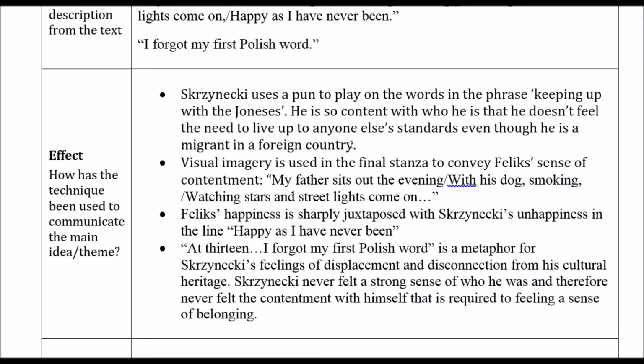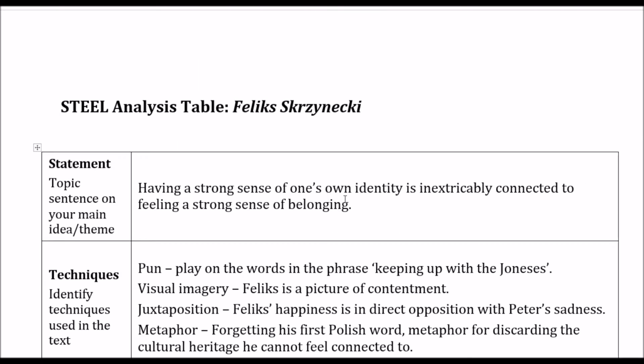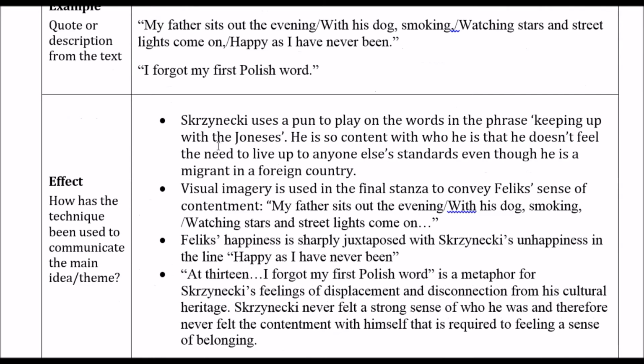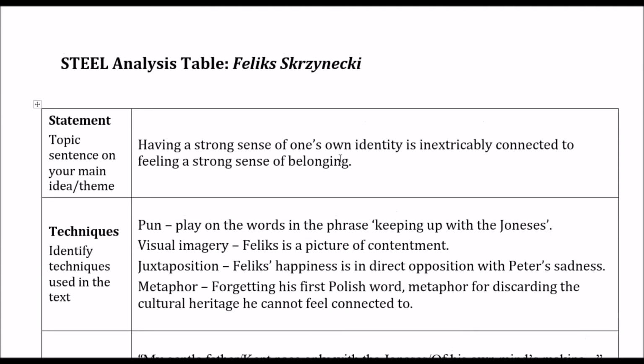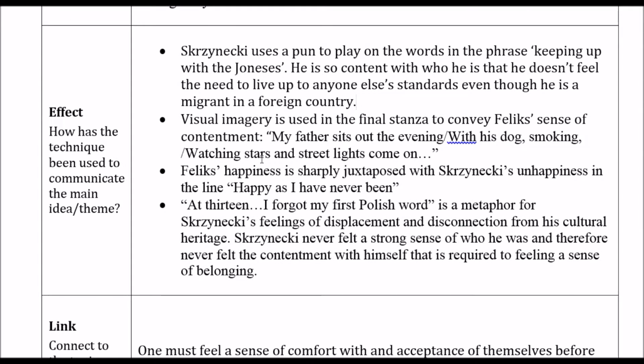All I am actually expecting you to do is to write down some dot points about your ideas. So what ideas do you have regarding how different techniques are used in your chosen quotes to communicate the idea that you have written down in your topic sentence? We can see here that I've said that the poet Janetsky uses a pun to play on the words in the phrase keeping up with the Joneses. It tells us that he's so content with who he is that he doesn't feel the need to live up to anyone else's standards. So you can see here I have linked it back to that key idea that he knows who he is, so he already feels a strong sense of belonging because he's just so comfortable with who he is as a person.